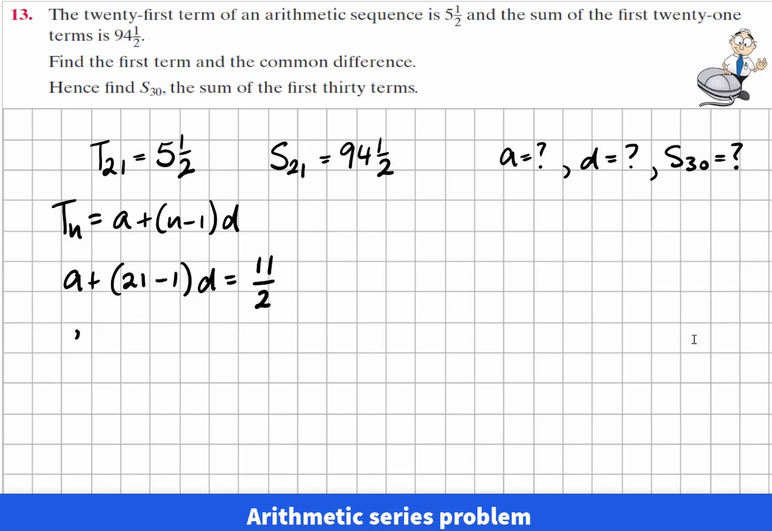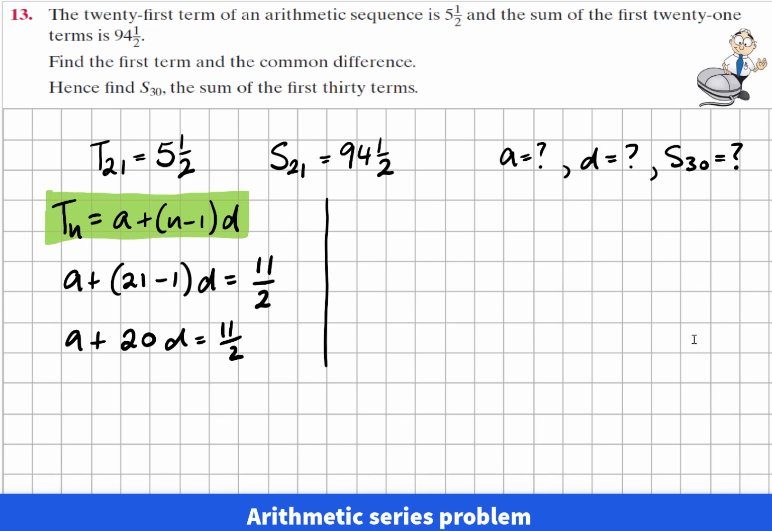Okay. And just neatening this up. I'm tempted to double everything so I wouldn't have a fraction. But I'm going to leave it like that at the moment. Let's just see how the sum thing turns up, what we end up with. So that's the term information.